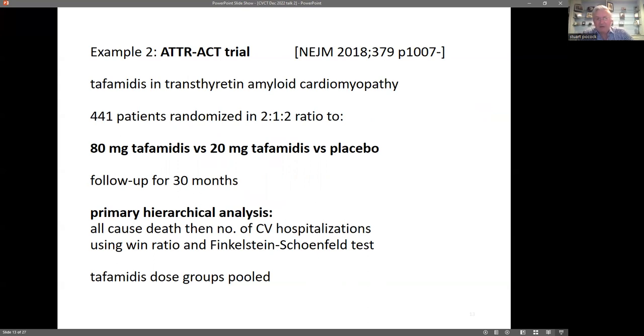And the primary hierarchical analysis, they were going to look at all-cause death and then look at, if there were ties, then look at the number of cardiovascular hospitalizations. And for this primary first publication, they combined both doses of tafamidis versus placebo. So next slide, please.